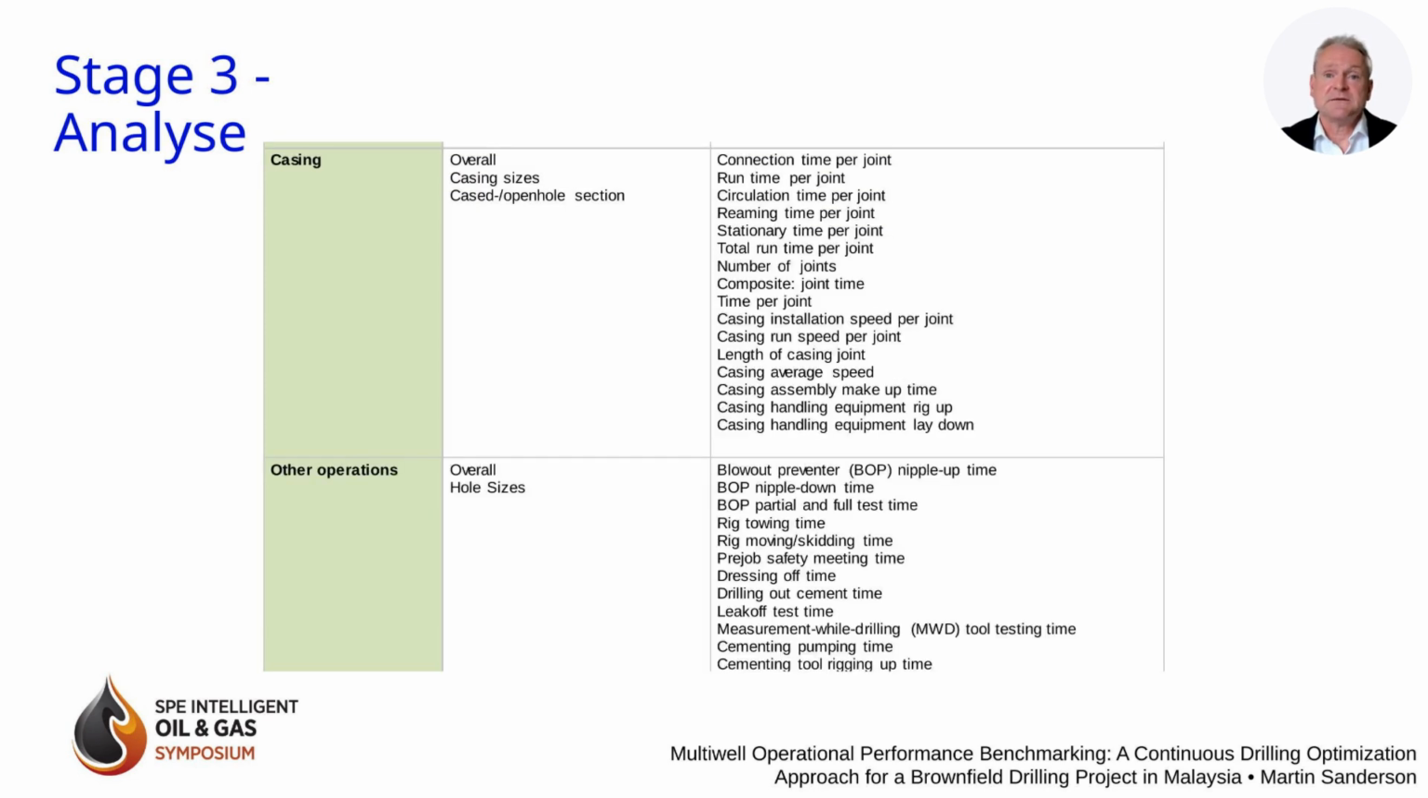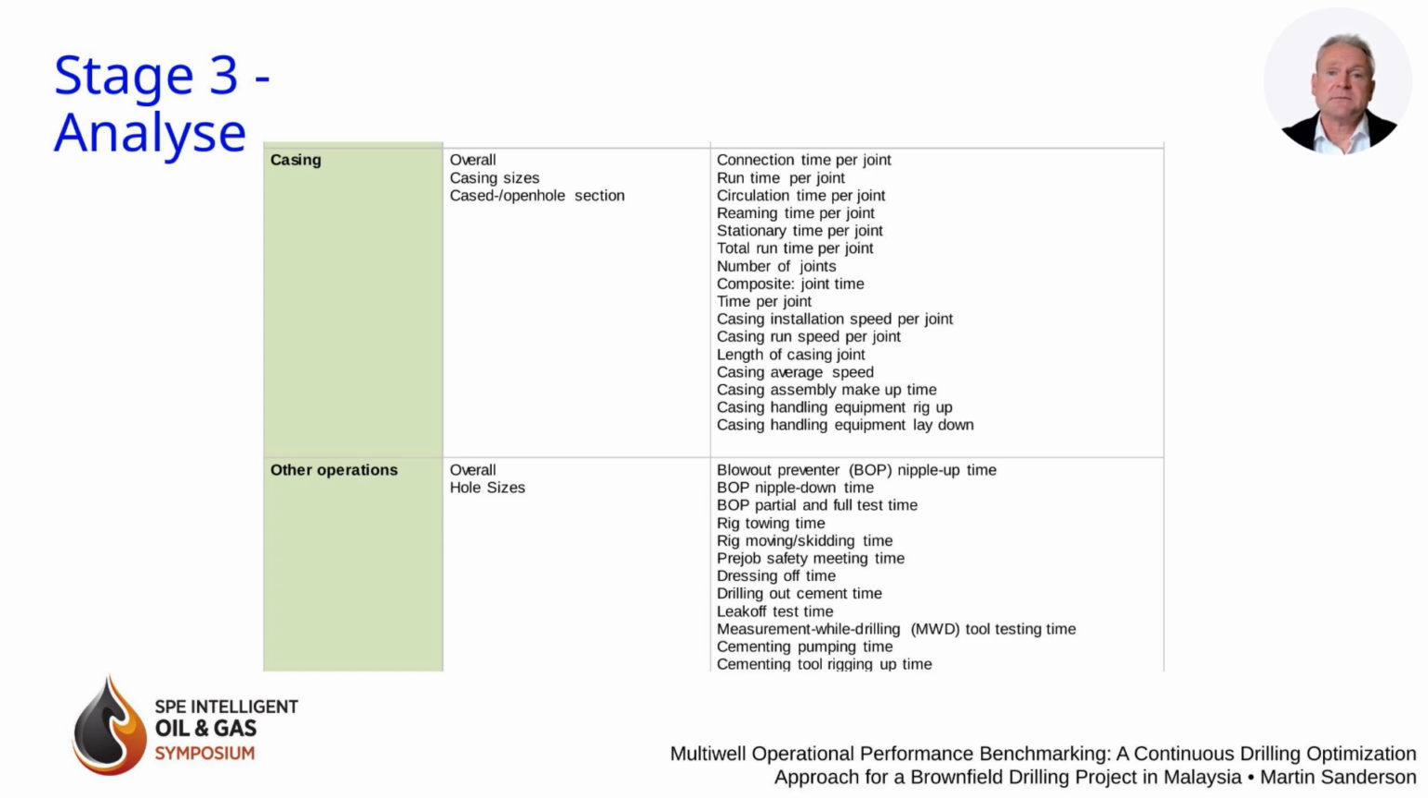Looking at the scale of the KPI database that underpins our benchmarking system, the structure has 7 core activities. These represent the main operational groupings in a well's life cycle: drilling, tripping, casing, other operations, completion preparation, perforation operations, and upper completion. Across these 7 activities, we have identified around 24 categories.